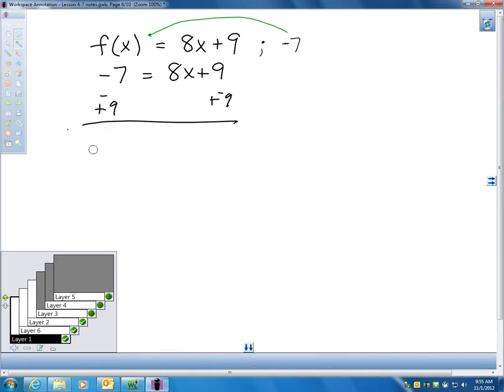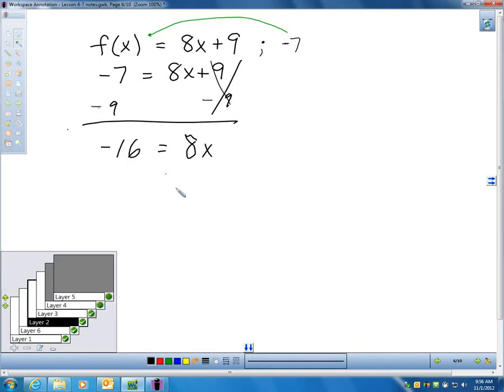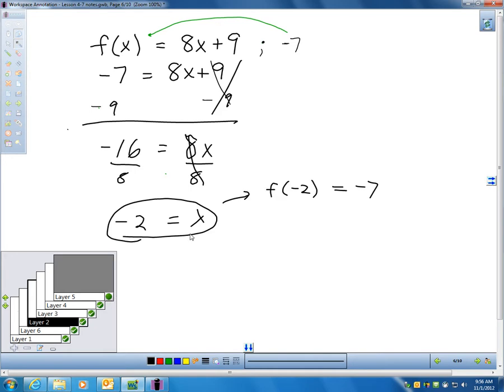I'm just going to do it the way I've been teaching you all year here. If we're adding 9, we can take away 9 first from each side, which means we have a cancellation. We will get 8x on the right and -16 on the left, and of course we can divide by 8, and x would equal -2. So in other words, if I take f of -2, which means if I plug -2 in for x, if I input -2, the output will be -7.